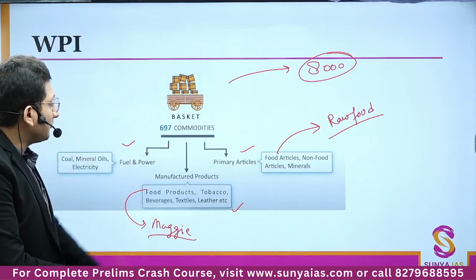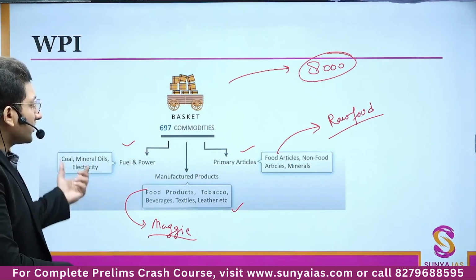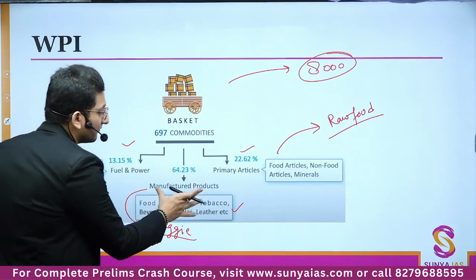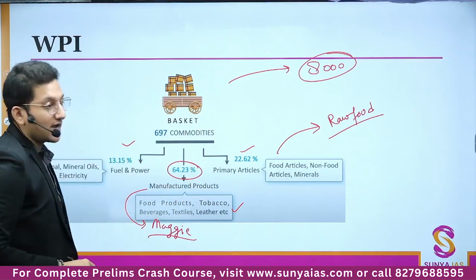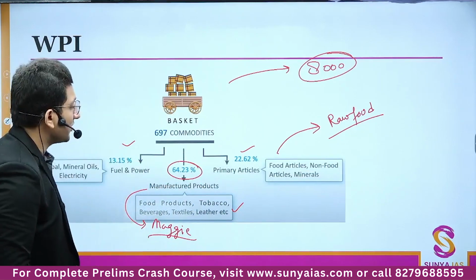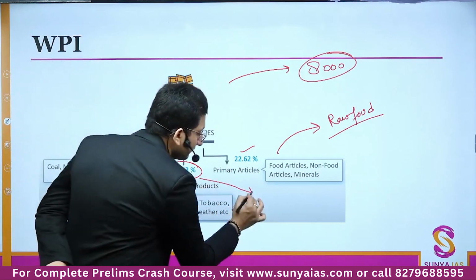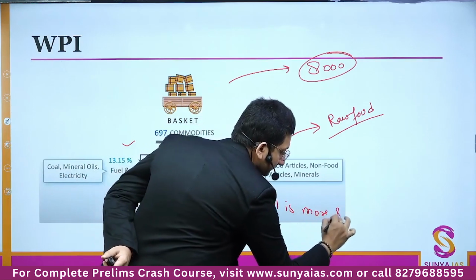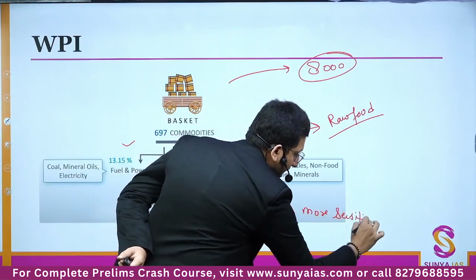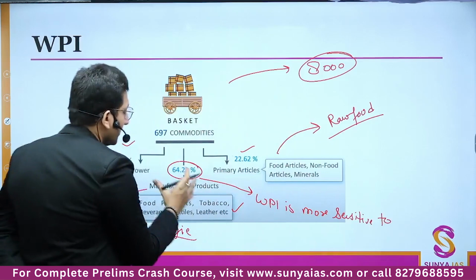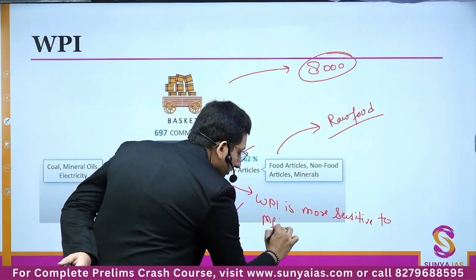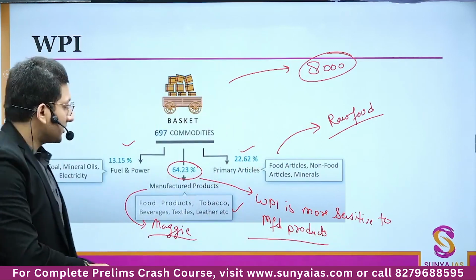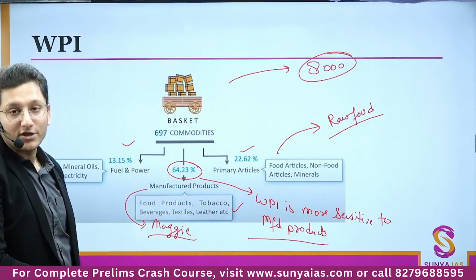So this is what I am talking about. Okay. Now what is the weightage out here? Let's see. The highest weightage has been given to the manufactured products. So can we say that WPI is more sensitive to the manufactured products?